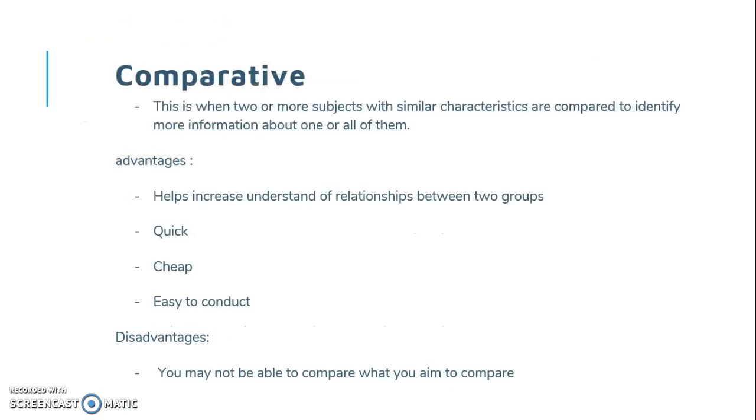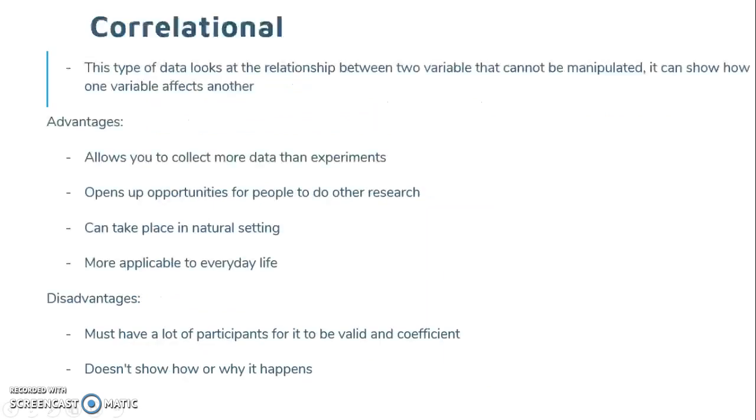There's also comparative. Comparative is when two or more subjects with similar characteristics are compared to identify more information about them, or all of them. Advantages of this being, it can help you increase your understanding of relationships between two groups. It's quick, it's cheap, it's easy to conduct, and the only disadvantages of it really are that it may be difficult to compare what you aim to compare. So it might be difficult to find exactly what you want to study twice in a row and then compare from there. That might be difficult to do.